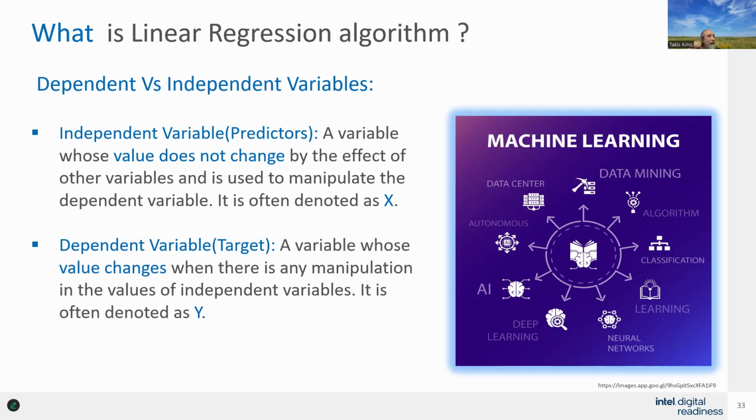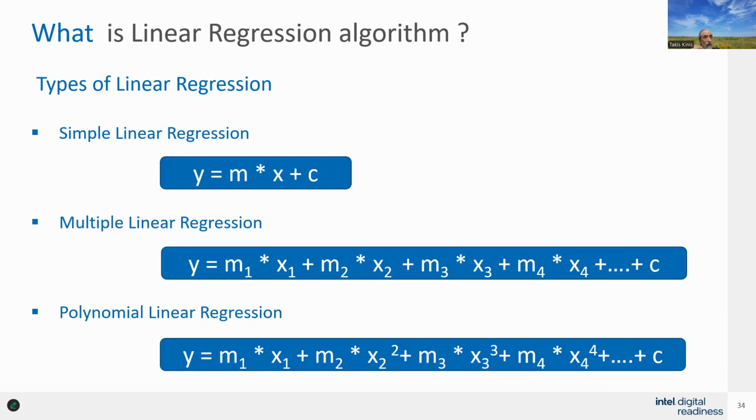When we look at the dependent variables or the target variables, those are variables whose values do change, right? When there's any manipulation of any of the independent variables. So if I change the independent variables, the dependent variables change because they depend on the independent variables for their value, basically. Usually in these equations, we use the letter Y to represent those, right? So here's some of the general forms of the equation.